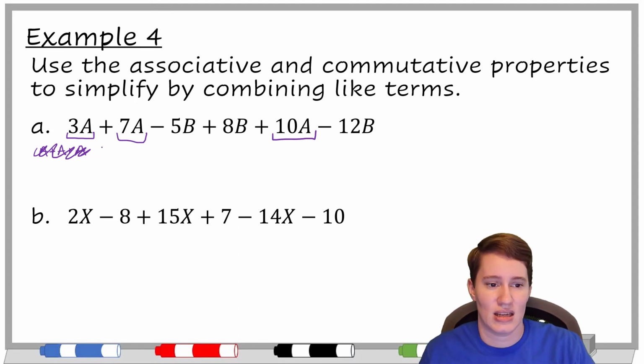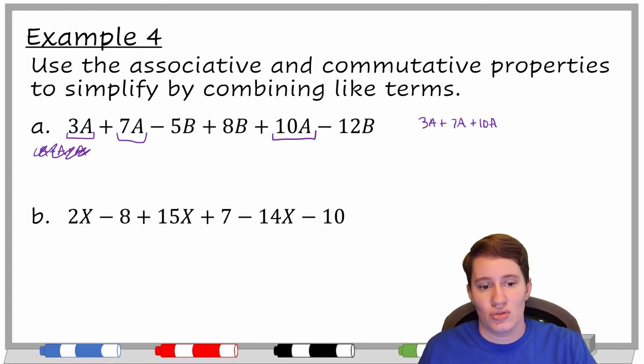Anything that has an a here, we can put together, because here we've got 3 of them. Here we've got 7 of them. Here we've got 10 of them. So how many total a's do we have? So essentially we're choosing to do the a's first. That's like the associative property. And then we'll choose to do the b's second.